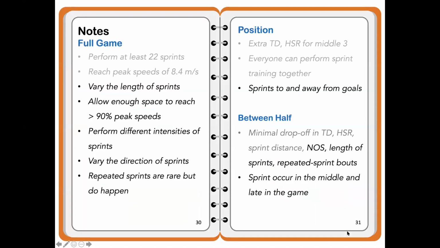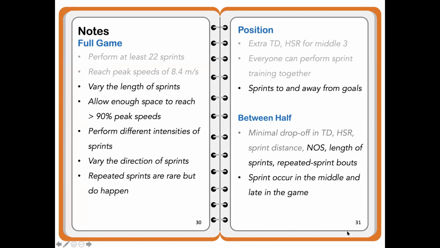So now, what do we know so far? We need to vary the length of sprints. We need to allow the space for players to reach above 90% of their peak speed. We need to perform different intensities of sprints. We need to include variations of directions of sprints. Now, repeated sprints are rare, but they do happen in the match. In terms of positions, the directions and the context of what they're sprinting are important. So players are sprinting to and away from the goals.